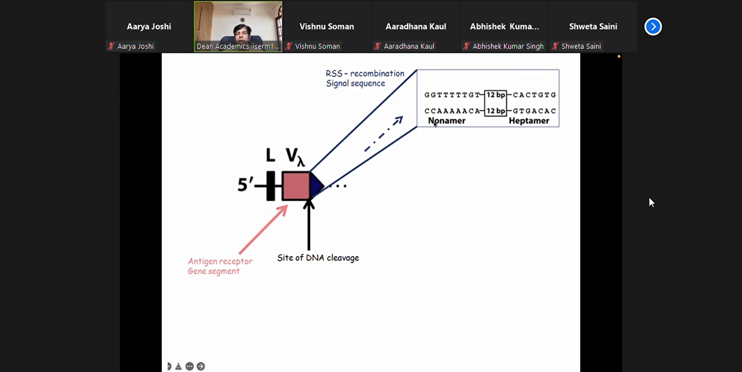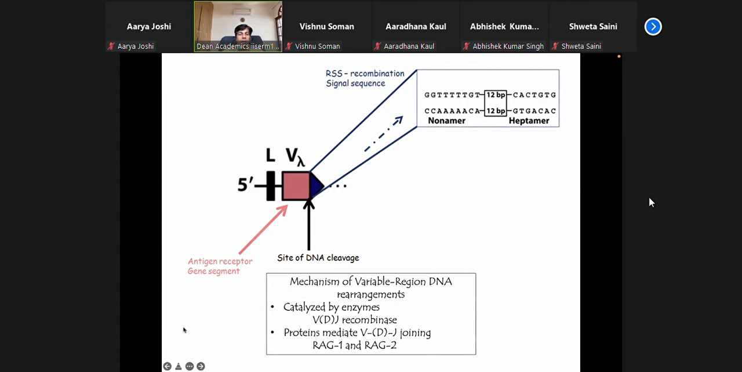So this is how these things are organized. You have a nonamer, a 12 base pair spacer sequence, and then a heptamer. And if it has to combine with the J, then at the N terminus of this J you have to have this 2-turn sequence. Only then will these recombinases come, sit in there, and bring these 2 segments together.